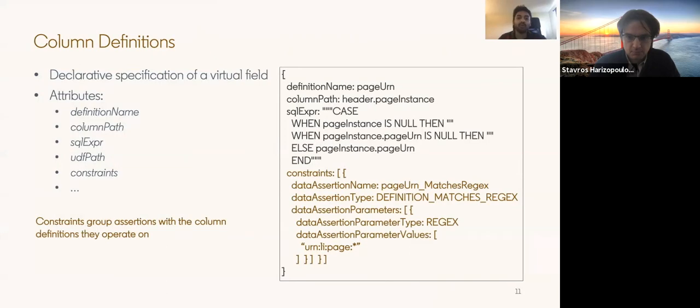Shown in brown at the bottom is an example of a constraint that users can specify as part of a column definition. Constraints are nothing but data assertions and are syntactic sugar that allows users to group assertions with the column definitions that they operate on.